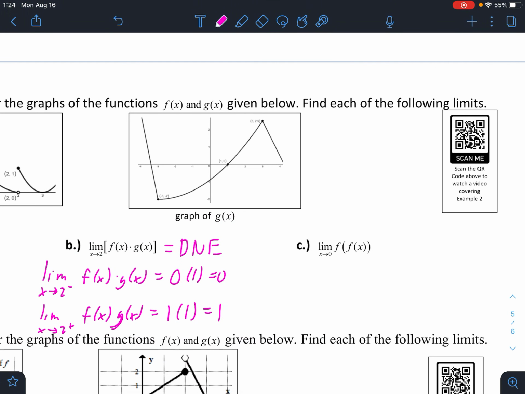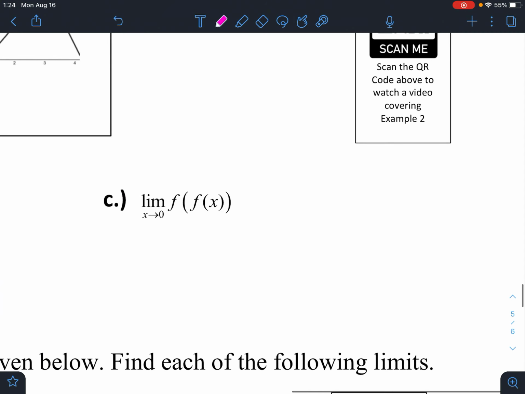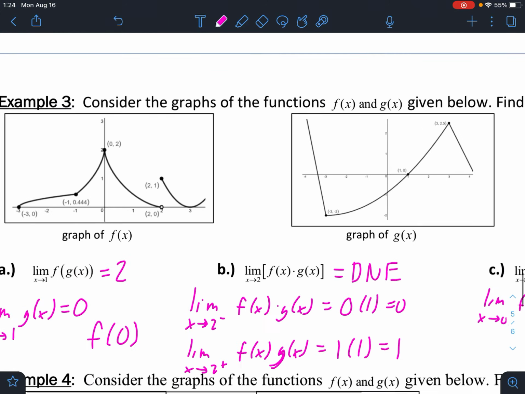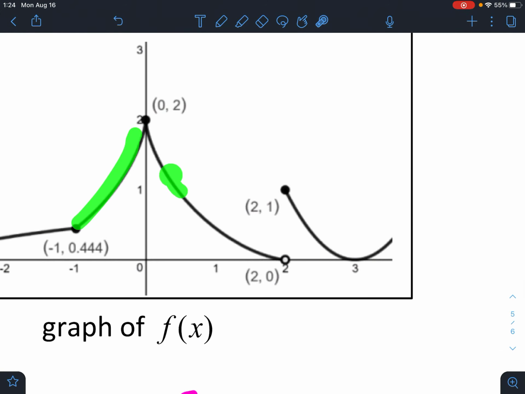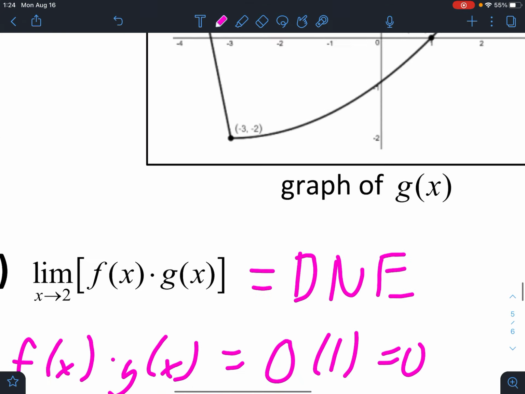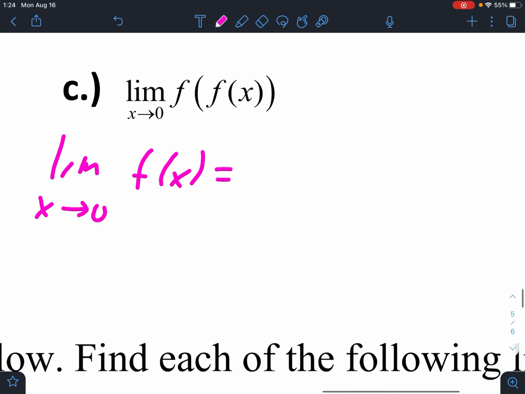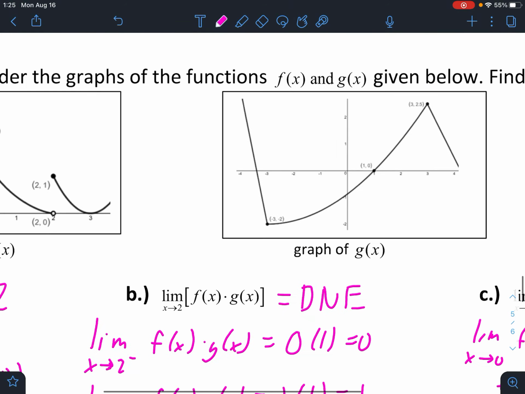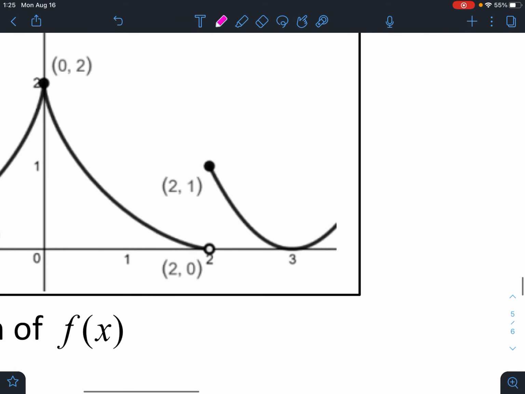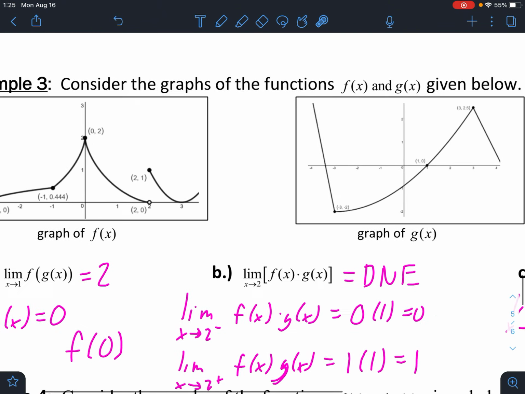In question C, we have limit as x approaches 0 of f of x. All right, so the first thing we're going to do is take the limit as x approaches 0 of f, and that would be 2. So we're going to find f of 2. The problem with that is f is not continuous at 2. So we can't just find f of 2 and be done with it.